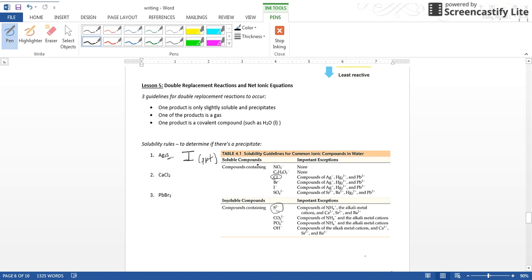It all is soluble except if you have silver, mercury, or lead. We don't have any of those, which means we're going to follow the directions: it's soluble, meaning no precipitate will occur. Last one here, we've got lead bromide.